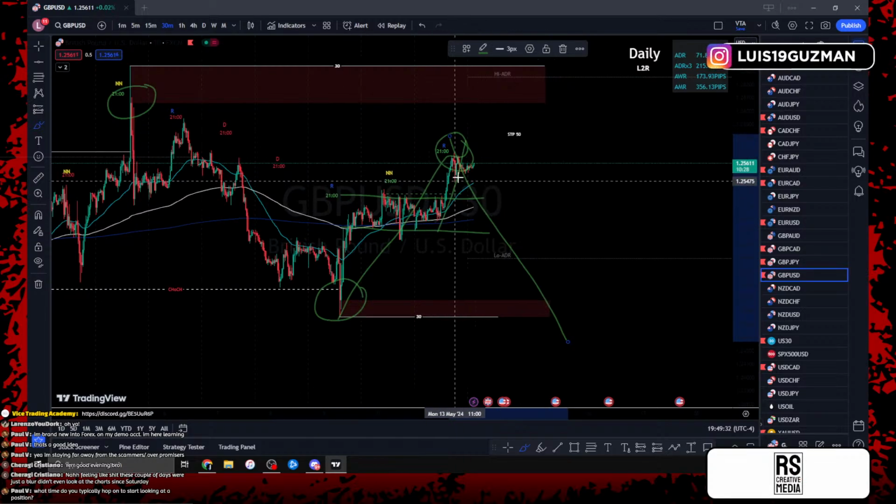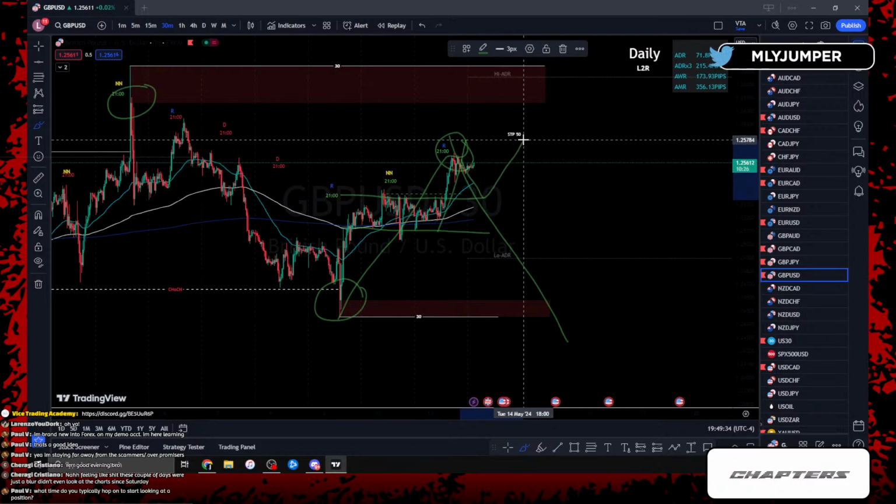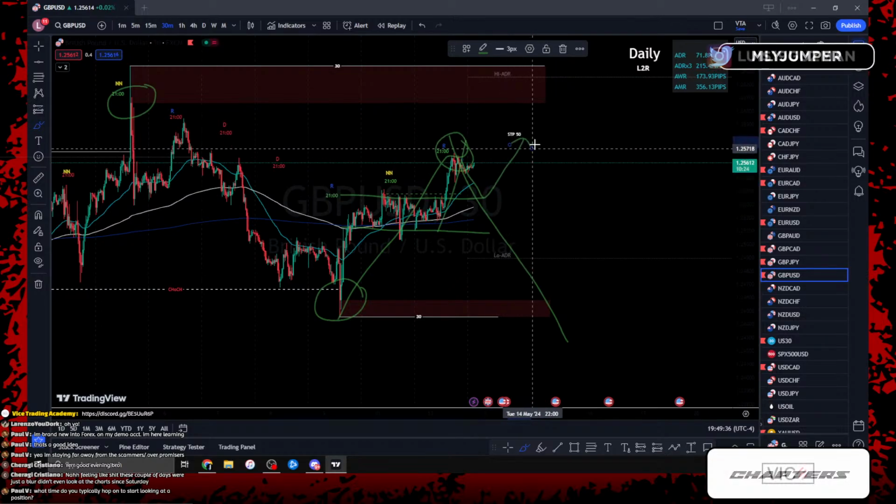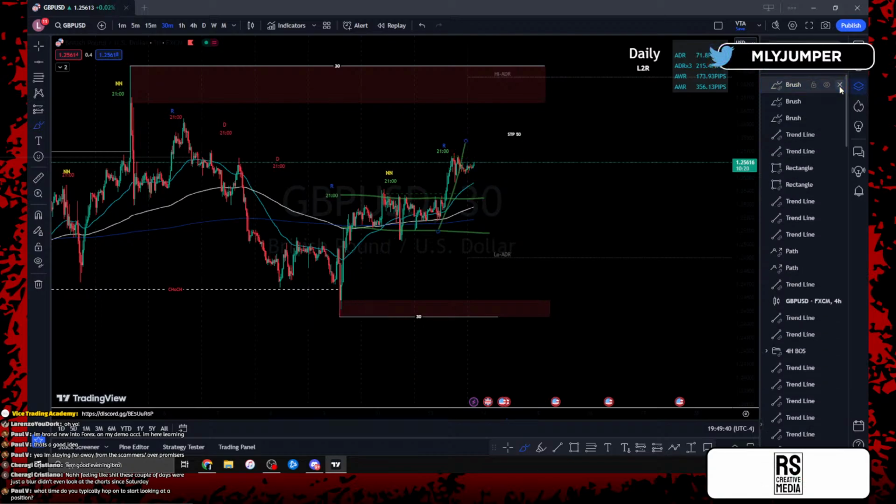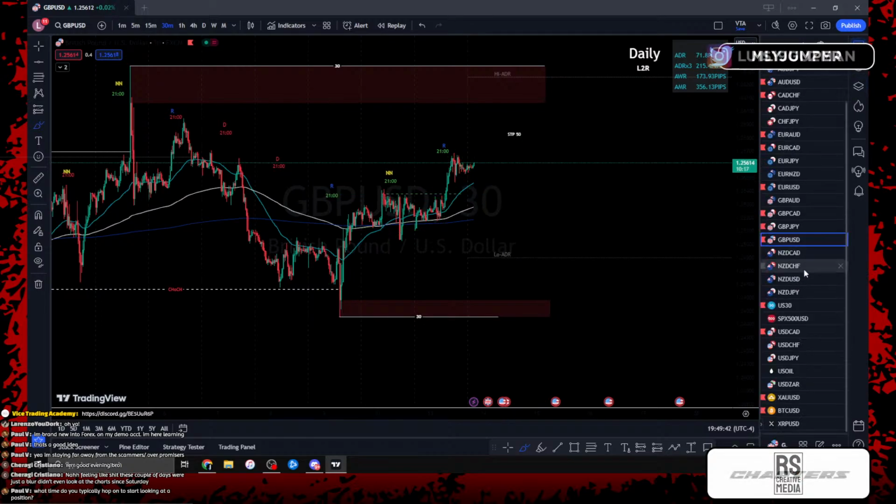So I'm not going to be looking for a retest to continue to go up. Right, I'm going to wait it out. If price wants to start trending, making higher highs and higher lows, that's what we're going to wait for. Very simple.